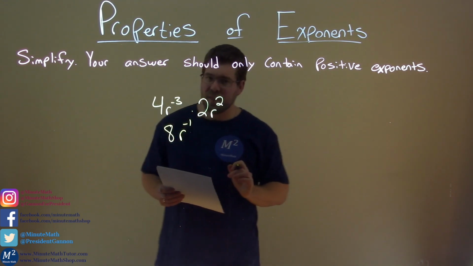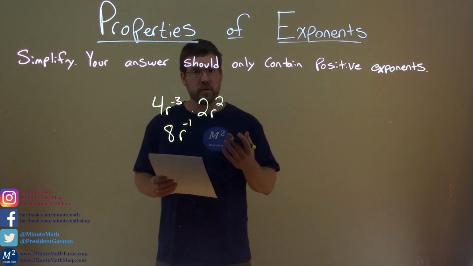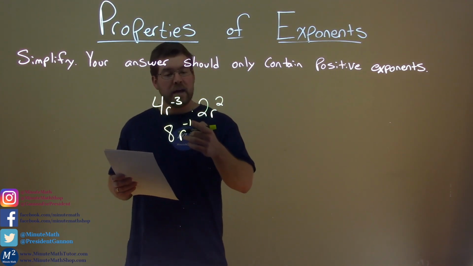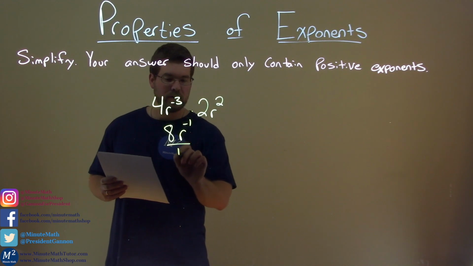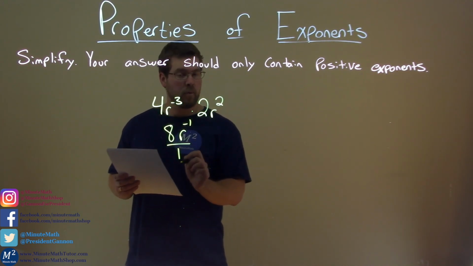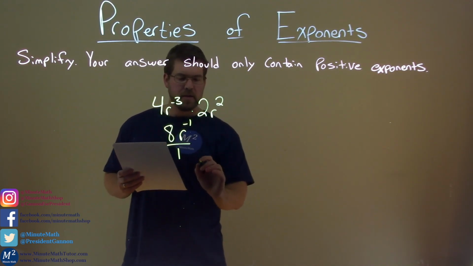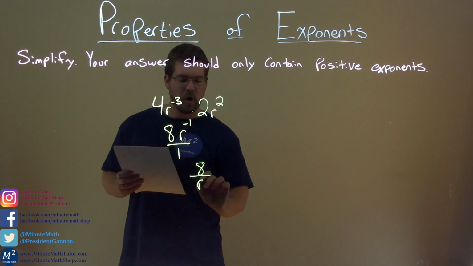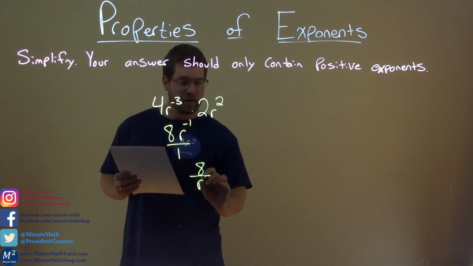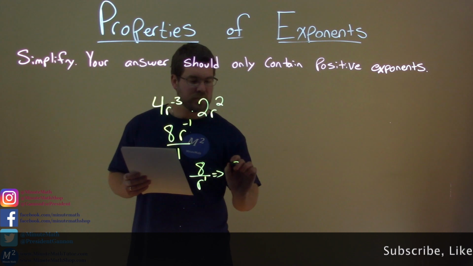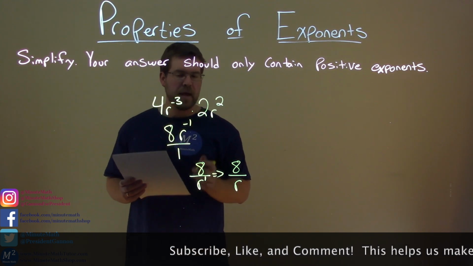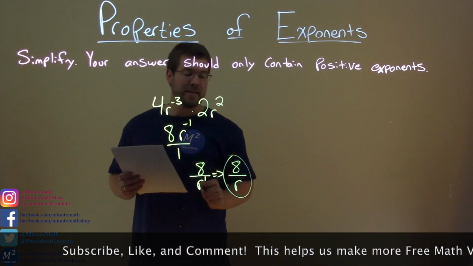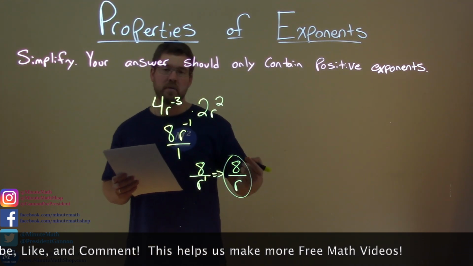But we're told that we can't have any negative exponents. So we have a negative exponent here, and r is essentially in the numerator. This is really 8r to the negative 1 over 1. We can rewrite this to be 8 divided by r to the positive 1 power, which is just 8 over r. We don't need to write that 1 exponent. And now we're done. Our final answer is just 8 over r.